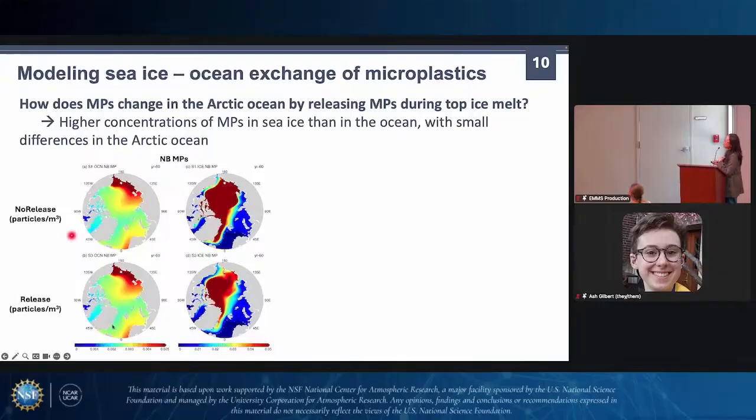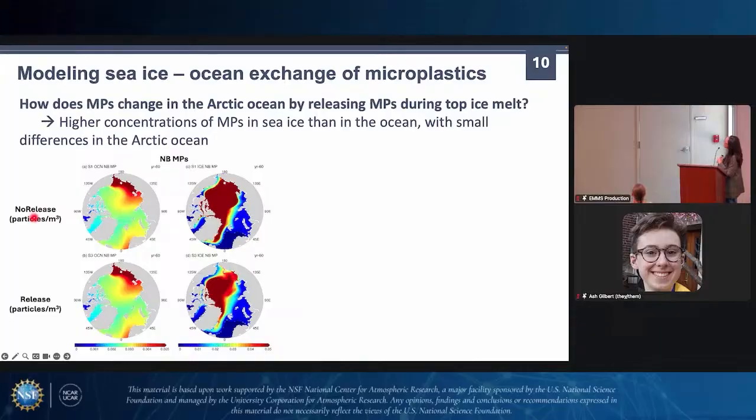The left panel is showing the concentration in the ocean, and the right panel is showing the concentration in the ice. We can see the ocean concentrations of microplastic in both cases are very similar, meaning there are very small differences between these two cases. And we can see we still have much higher concentrations in the sea ice than the underlying ocean. This is also true for the positively buoyant microplastics.